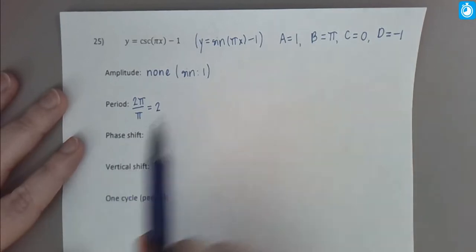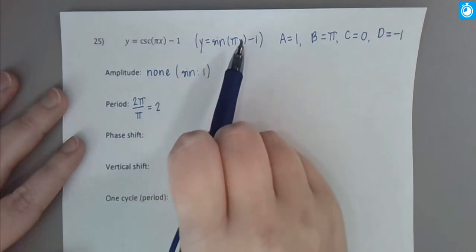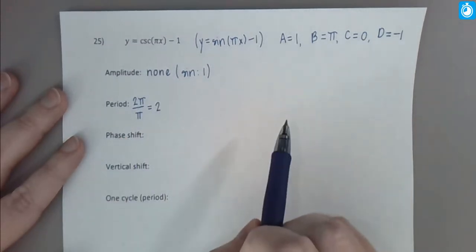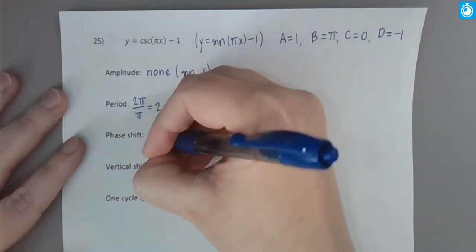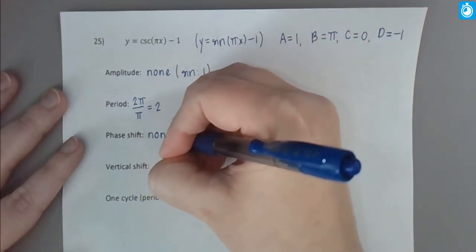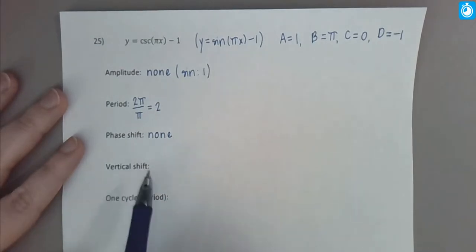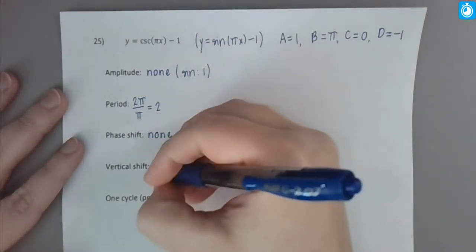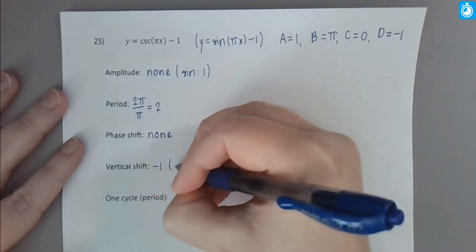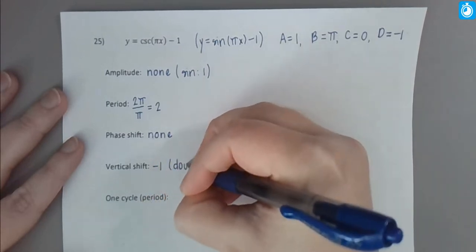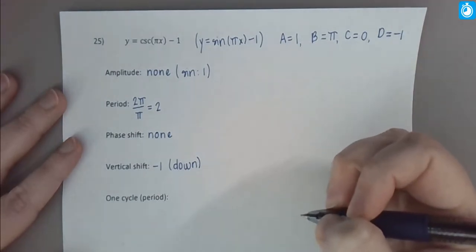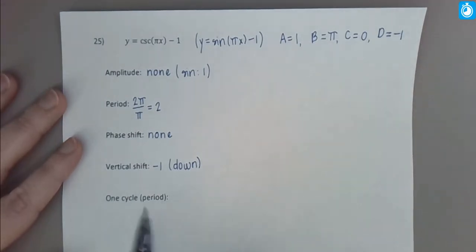Now, phase shift, that would be generated by whatever value we have added or subtracted inside of our trig function. And in this case, the value is 0. So this graph does not have a phase shift. However, we do have a vertical shift, which we didn't have before. That's going to be our value for D. So our vertical shift is going to be -1, which in this case means we're shifting the graph down 1 unit.